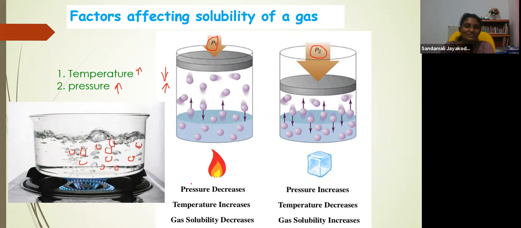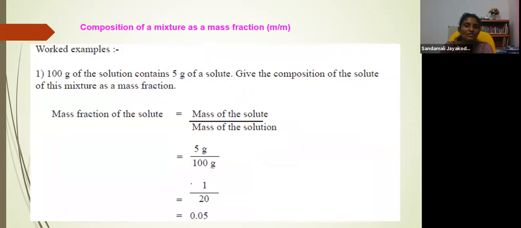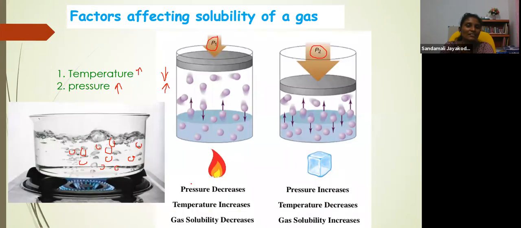So I'm going to stop here today because from here we have a new section, composition of a mixture. It will be easy for you to come to the website and access those things at the end of the registration, and you will be able to download the tutorial then.